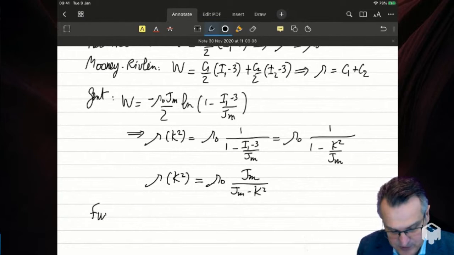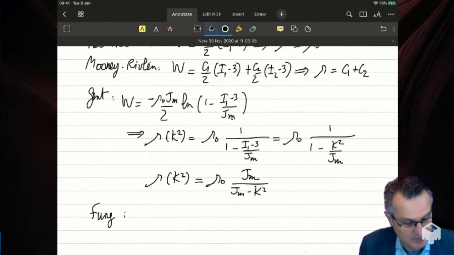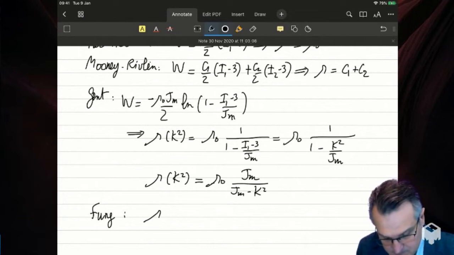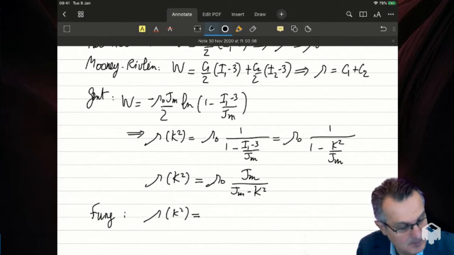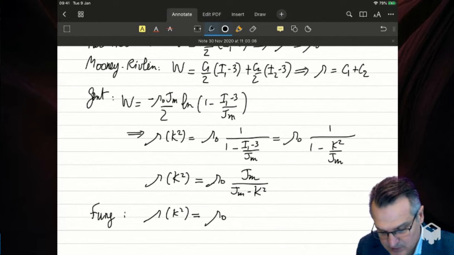And finally, for the Fung material, you can differentiate, or I'm just giving you the result now. It's boring to have somebody do differentiations, but you will find mu 0 exponential b k squared.